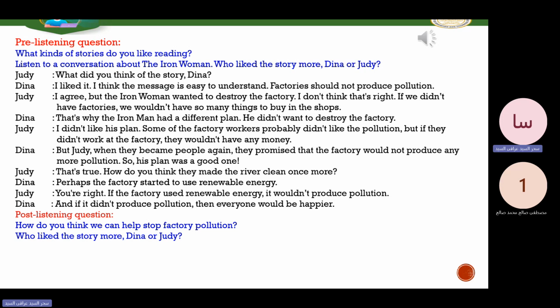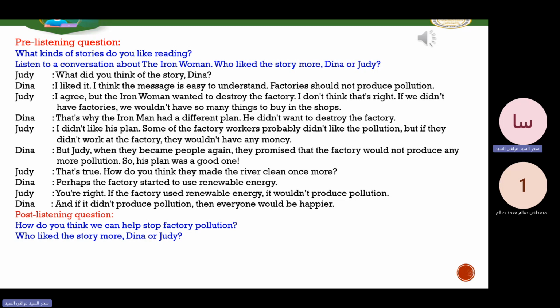Of course, if some factories didn't use materials that pollute our environment, that will make our world better. If they use renewable kinds of energy, they won't produce pollution. Okay.